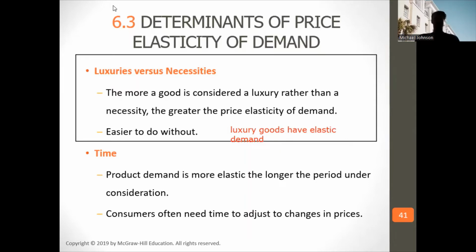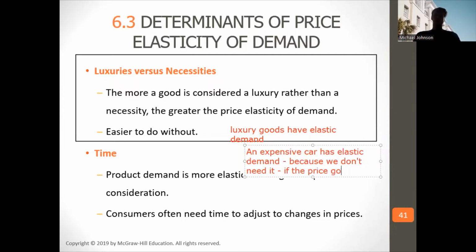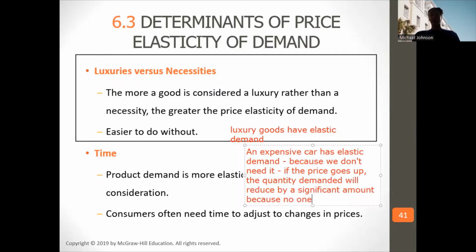Yeah, that's a perfect example. That's great, Rusty. Excellent. So yeah, an expensive car has elastic demand because we don't need it. If the price goes up, the quantity demanded will reduce by a significant amount, because no one needs an expensive car. So it's elastic.